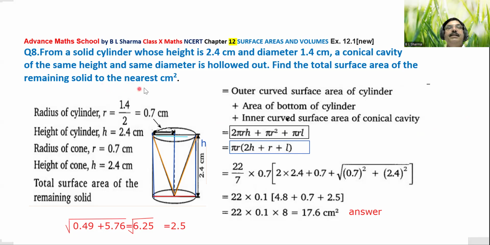क्वेश्चन में यह है कि नियरेस्ट सेंटीमीटर स्क्वायर तक लिखो, तो you can write that is equal to 18 सेंटीमीटर स्क्वायर. That's all for this question. That is approximate value.